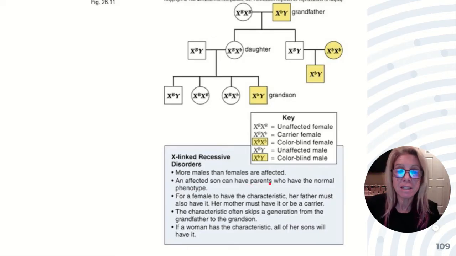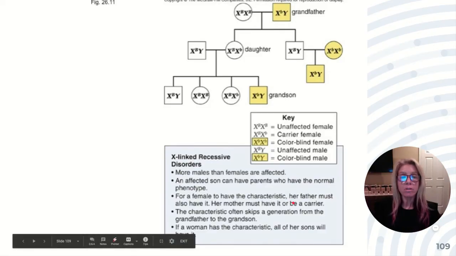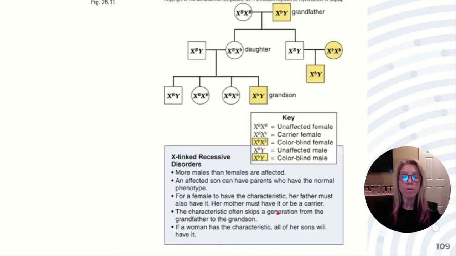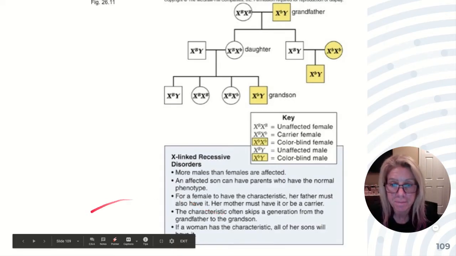An affected son can have parents who have the normal phenotype for sure, right? Because the son is not going to get it from his dad, because his dad's always going to give him the Y chromosome, but the mom could be a carrier, so you wouldn't know she had it, and she could then give it to her sons. For a female to have the characteristic, her father must also have it, and her mother has to be at least a carrier or have the disease. And it can skip generations if it's a recessive trait.